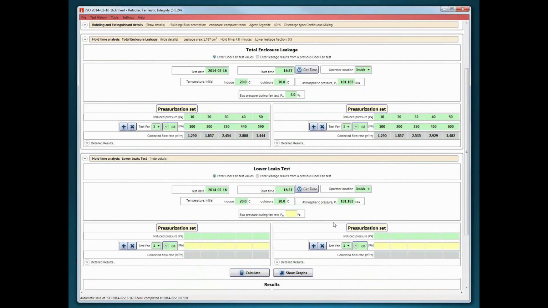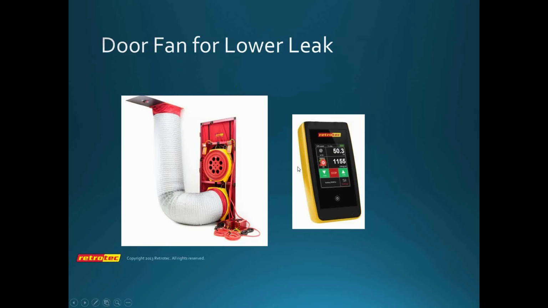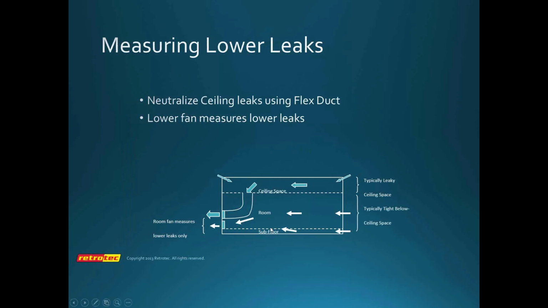So when we're doing the lower leak test, it's a separate test. We've done the total leak, we do the lower leak test. And how do we do that? Well, you can do the lower leak test by covering the ceiling in plastic, which I've done, I think, 4 times in my life, and takes anywhere from 2 to 6 or 8 hours, depending on the size of the enclosure. Or we can simply use this apparatus here, which I've used hundreds of times, and that can be done in about 20 minutes. And we simply pressurize the space above the ceiling, as we show here in this graphic, with the flex duct, and we measure the lower leak with the lower fan.